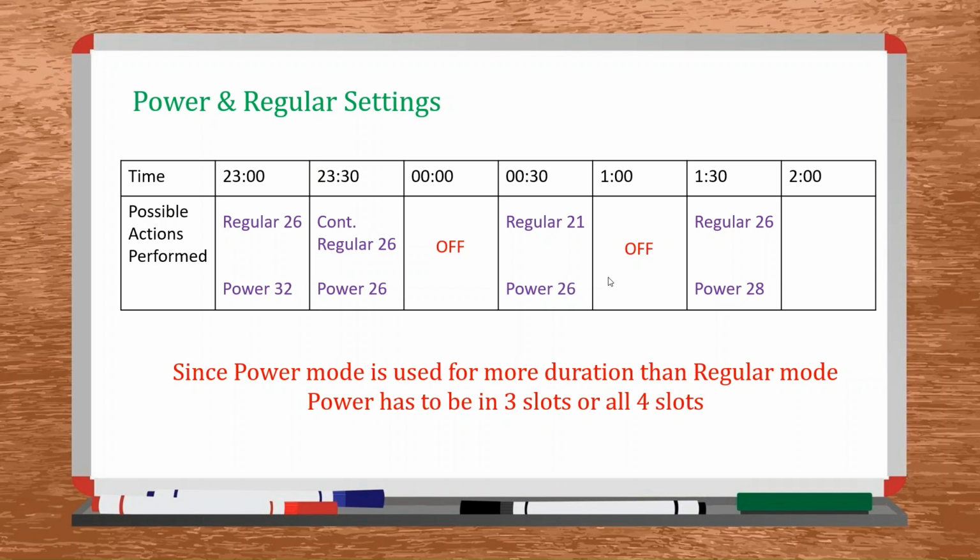Now we know that during 11 p.m. and 12 a.m., if we keep the regular 26, then we'll have to keep it for the complete 2 slots. Otherwise, we'll not be able to reach the temperatures that are given to us in this situation. Hence, we cannot use regular for one complete hour, because that would be 2 slots. So between 11 p.m. and 12 a.m., we'll have to use only power mode for those 2 slots.